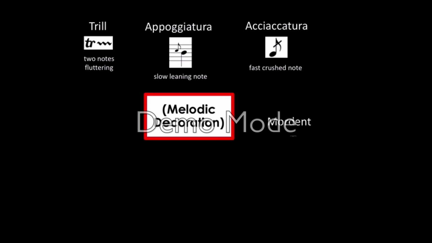Mordant. Right, so the mordant is 3 quick notes, and you have an upper mordant and a lower mordant. So an upper mordant goes note up and then back down. Probably faster than that. And a lower mordant does the reverse of that. It starts on the top note and goes down and up. For example.